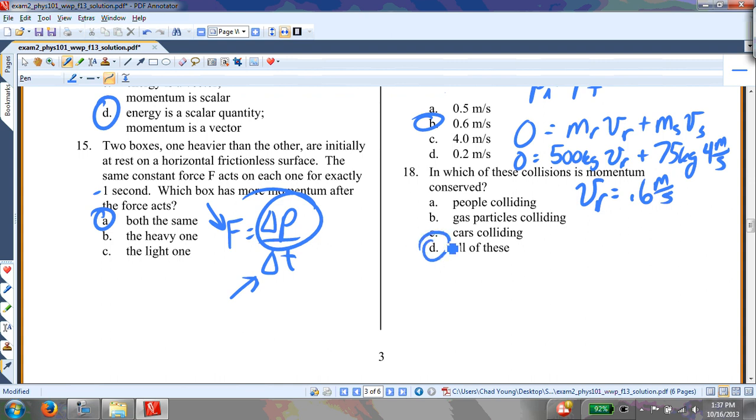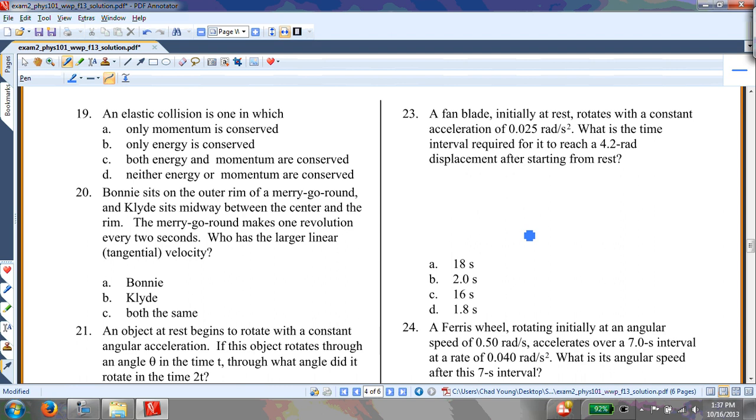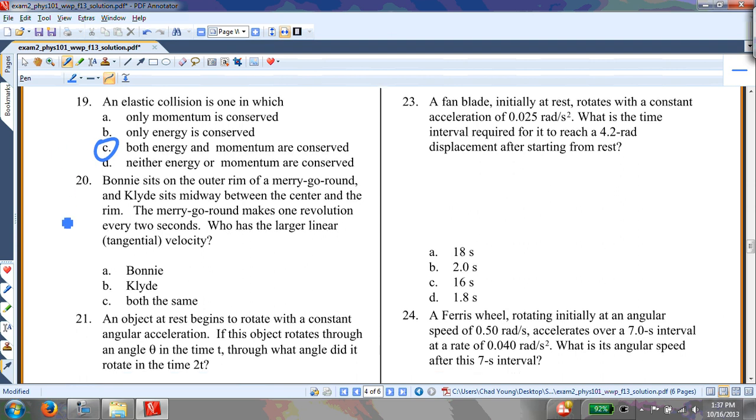Which of these collisions is momentum conserved? Momentum is conserved in all collisions. So all of these things. Energy would be preserved only in the gas particles colliding. But momentum is conserved in all collisions in the universe. An elastic collision is one in which both energy and momentum are conserved. So those are collisions that involve field forces.